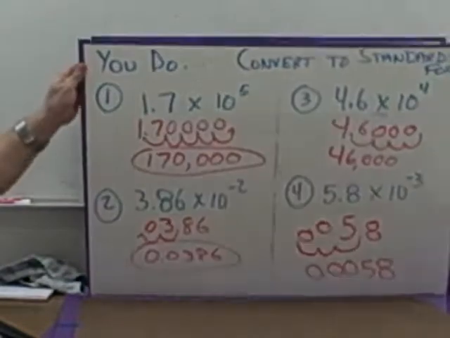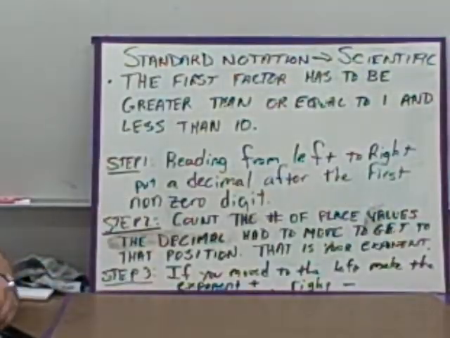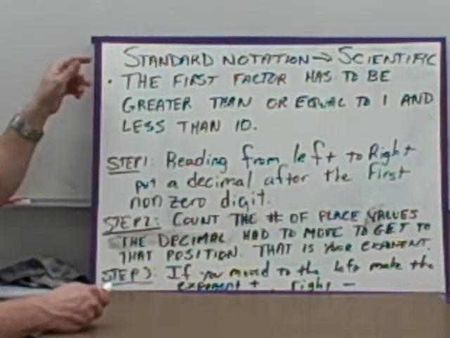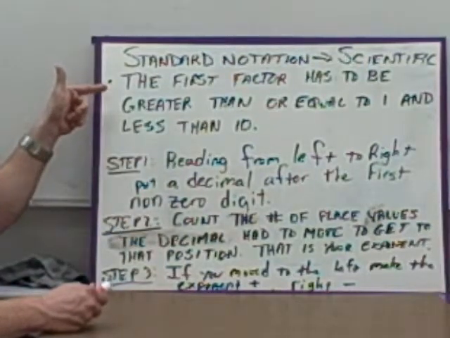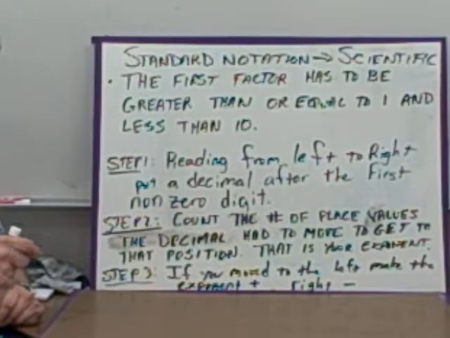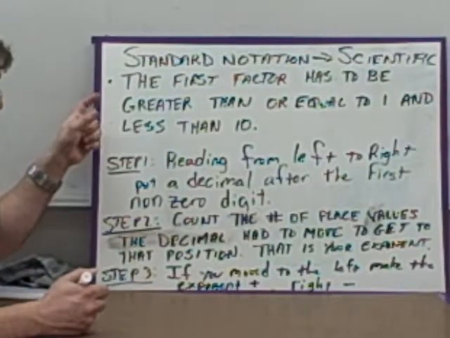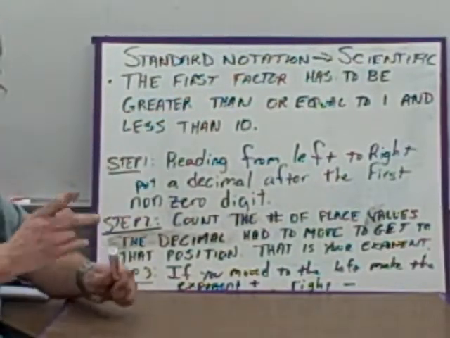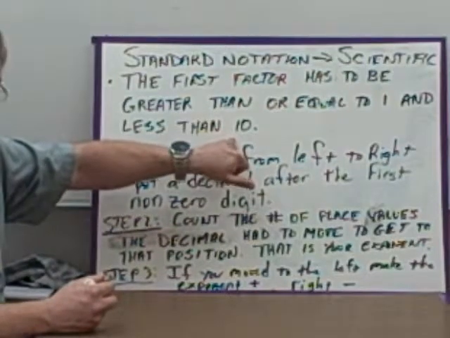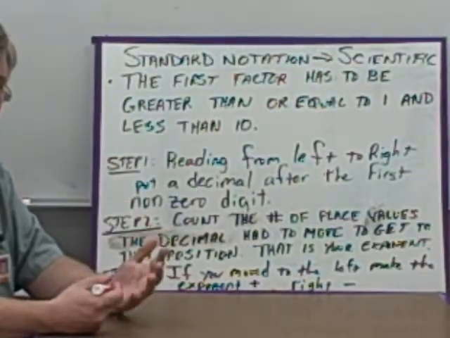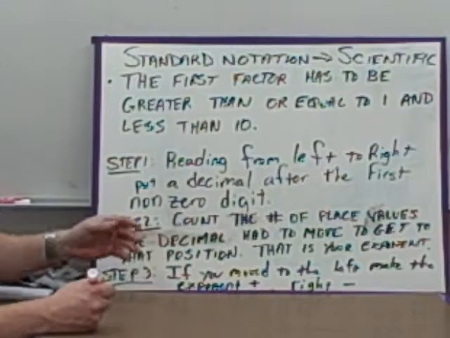All right, now what about the other way? What if you're going from standard notation to scientific? When you're doing standard notation to scientific, you have to remember that the first factor in scientific notation has to be greater than or equal to 1 and less than 10.